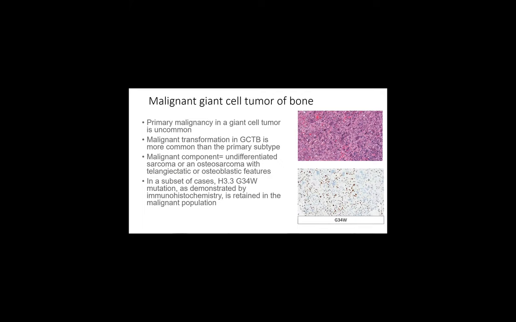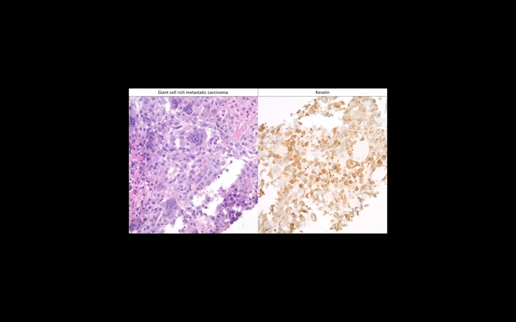And in this tumor, we basically have malignant cells that are just undifferentiated, looking like an undifferentiated sarcoma or potentially osteosarcoma. Fortunately, most of these cases will show expression of G34W. So that can help support that this is a malignant giant cell tumor of bone. So back to our case, we had an 80-year-old with a thoracic spine lesion. Radiology actually showed multiple bone lesions and a large lung mass. So that would really favor it being metastatic carcinoma with giant cells. We did a keratin stain, which was positive. So that really supports this being a metastatic carcinoma.